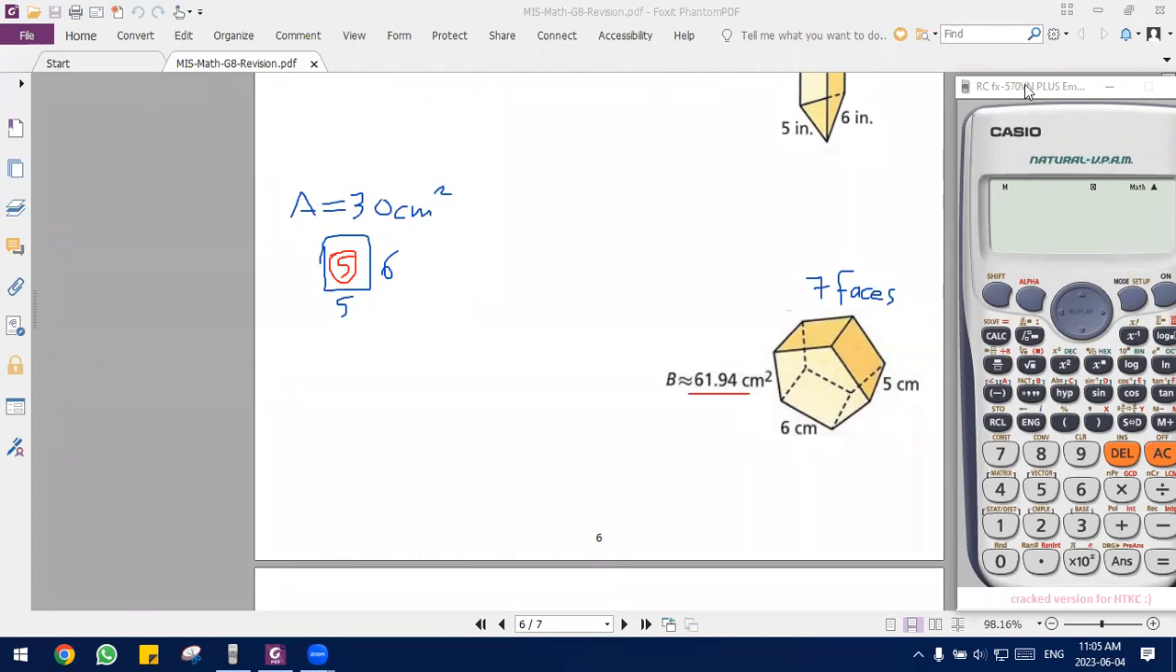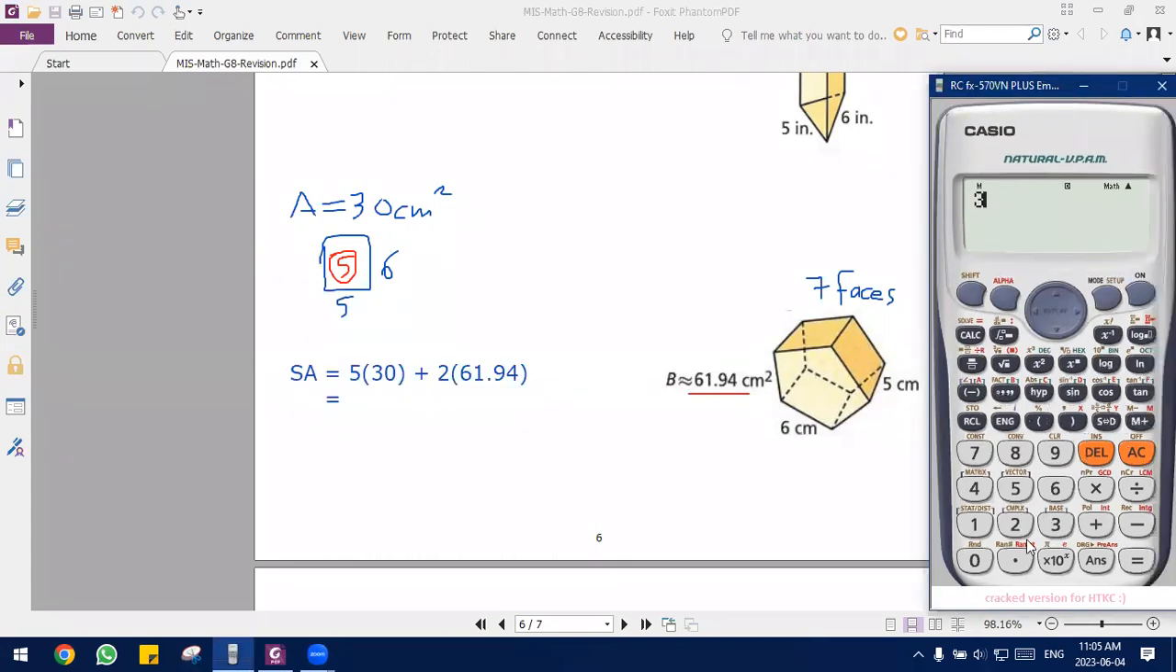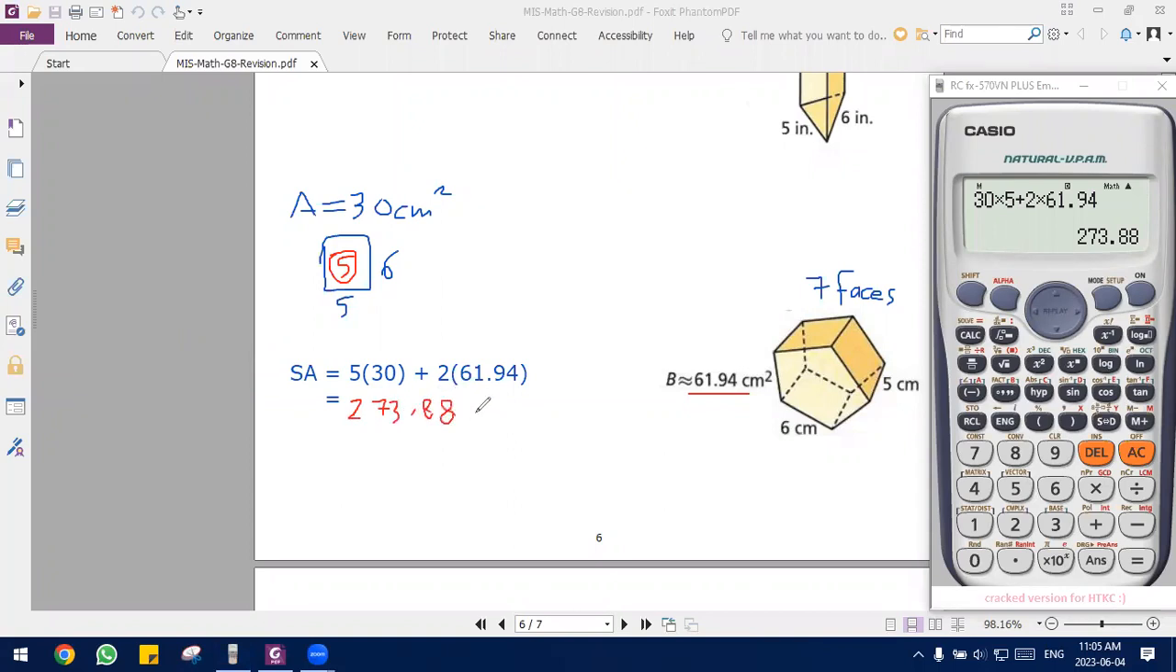Let's do it on the calculator very quickly. 30 times 5 plus 2 times, not 90, 61.94. That is 273.88. Unit centimeter squared.